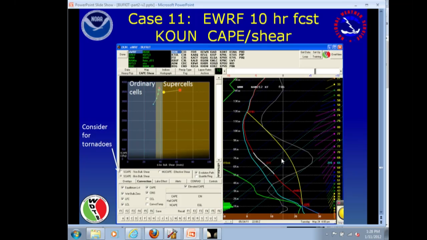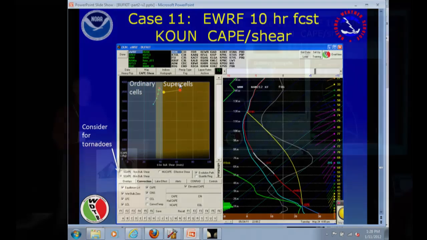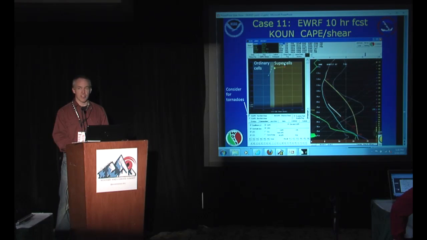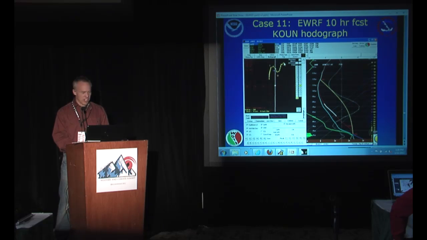So here's the CAPE-shear phase space, and you can see it's nearly at the top of the charts because of the CAPE. It's not excessive shear. I mean, it's good shear, don't get me wrong. It's plenty for a high risk. But it's not the kind of shear that we saw on April 27th. That was a lot stronger. But I think when you get to a certain point in time, it's enough.